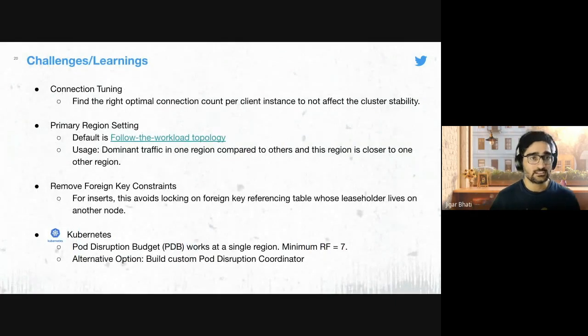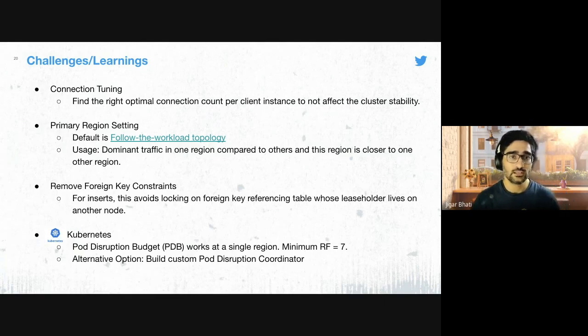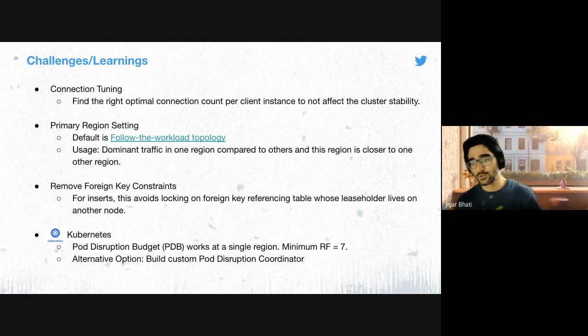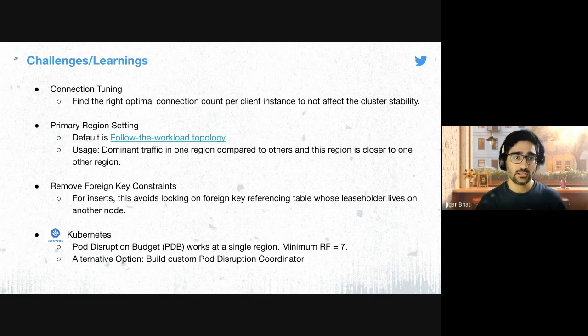In terms of challenges and learning, again, we had to do a lot of connection tuning here as well to find the optimal connection count per client instance to not affect the cluster stability. I won't go too much into details because you already talked about it before. The next one is the primary region setting. By default, multi-region clusters follow the workload topology in CockroachDB. That is basically the region which gets the most traffic. CockroachDB will try to move the leaseholders toward that region and moves them automatically between the regions.